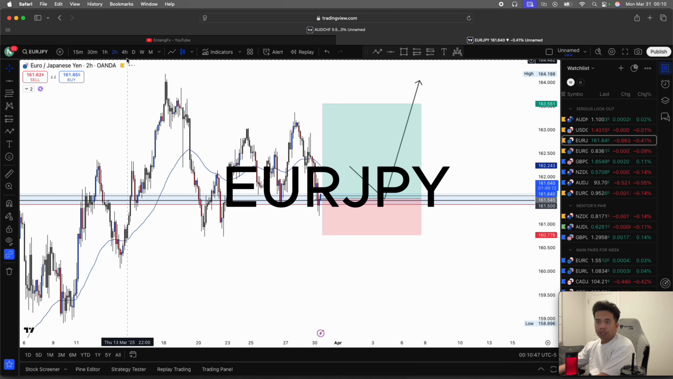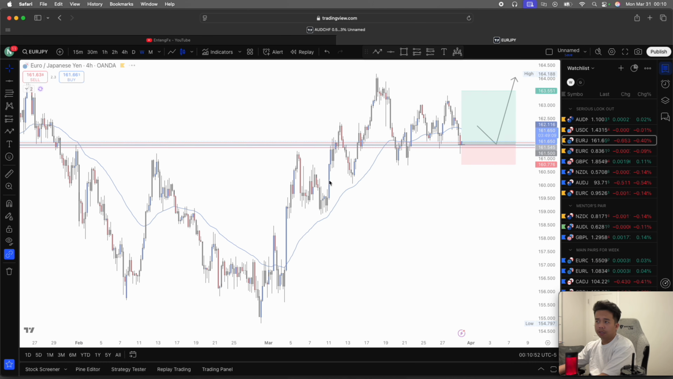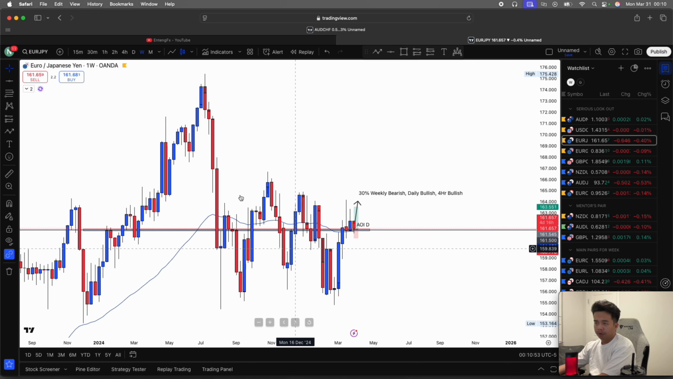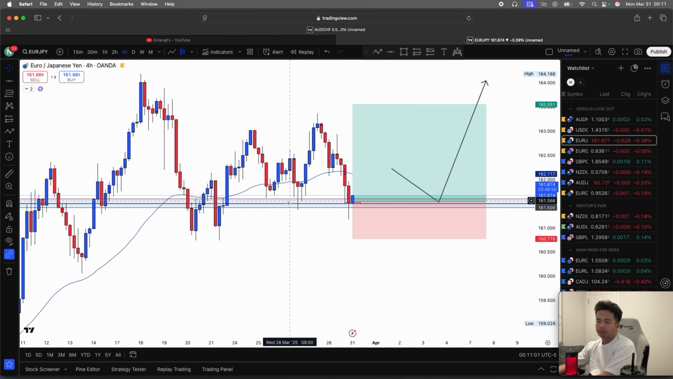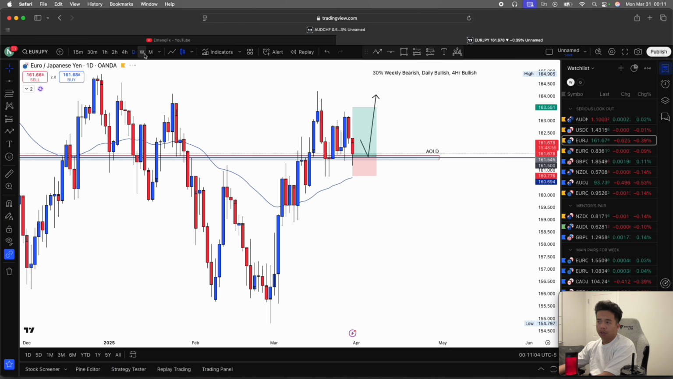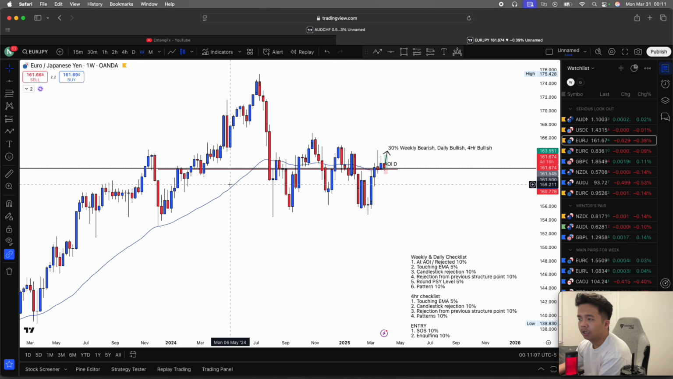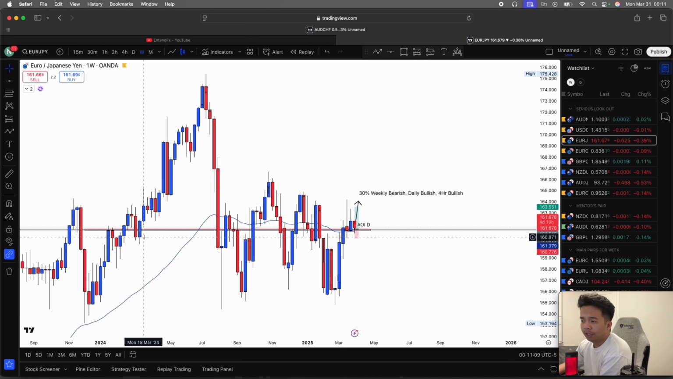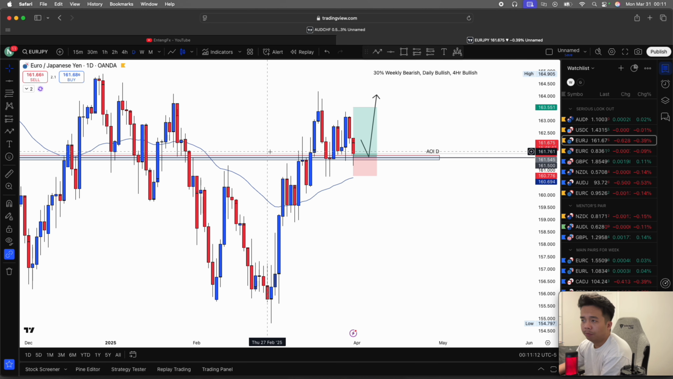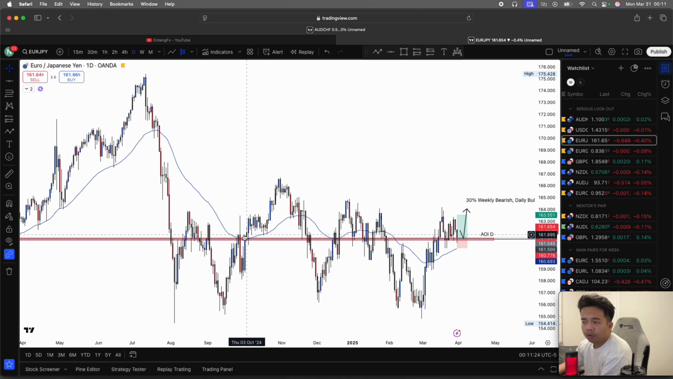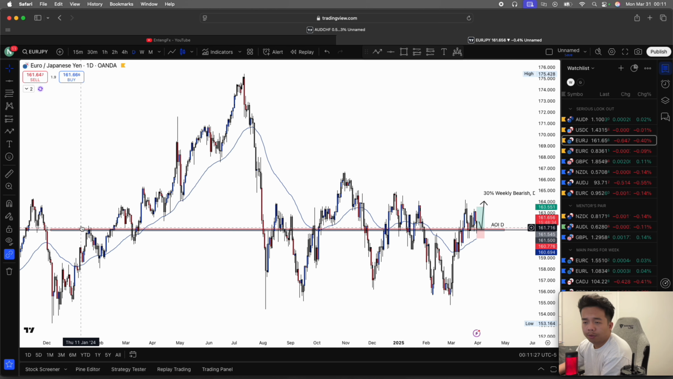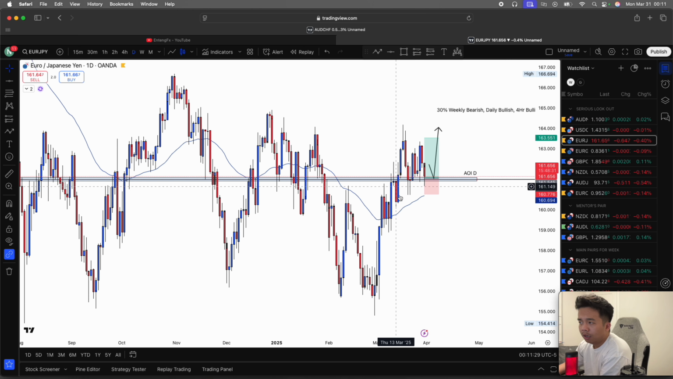And EURJPY, I am looking for buys over here. As you can see, weekly is bearish, daily is bullish, 4 hour is bearish, but we are interested in buys on this pair. On the daily time frame, we have a very strong area of interest over here. We are also on the psychological level of 161,500. Whenever we're above, we're buying. Whenever we're below, we're selling.